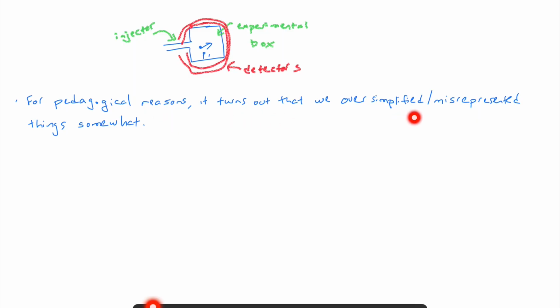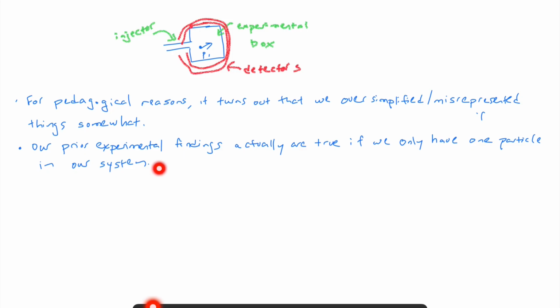Now, I told a little bit of a white lie, for pedagogical reasons. It turns out that we oversimplified or misrepresented things a little bit. Our prior experimental findings that I mentioned are actually true if we only have one particle in our system. If we create a system with these injectors where after we do a measurement, we only identify one particle, then everything we said is true.